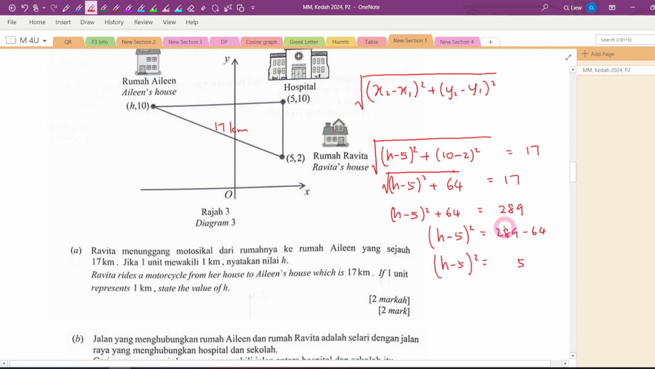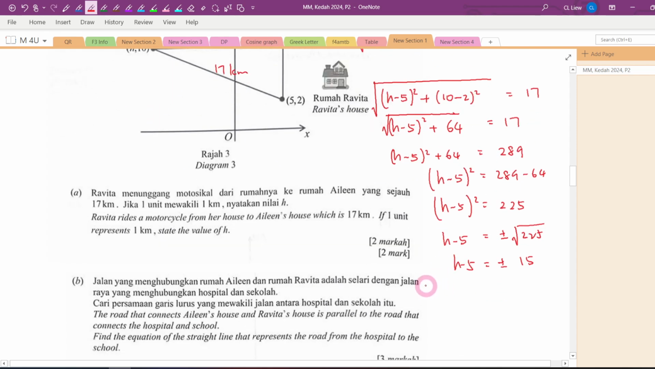This is 225. And we square root it, plus minus square root of 225. So h minus 5 is equal to plus minus square root of 225, which is 15. Now we will get two answers, but we know that h must be negative. h minus 5 is equal to 15, or h minus 5 is equal to negative 15.